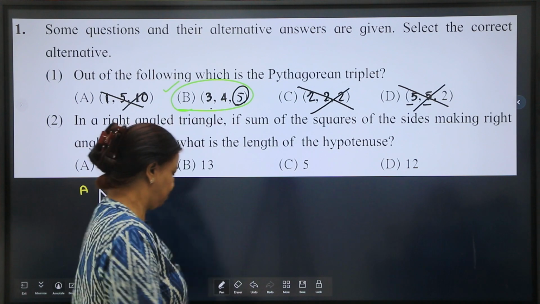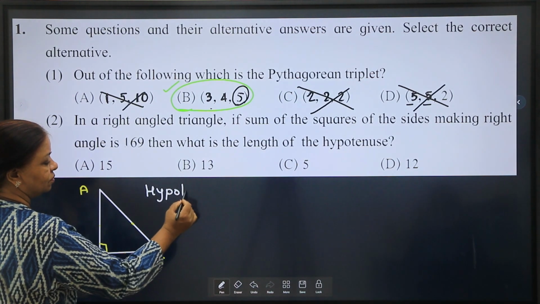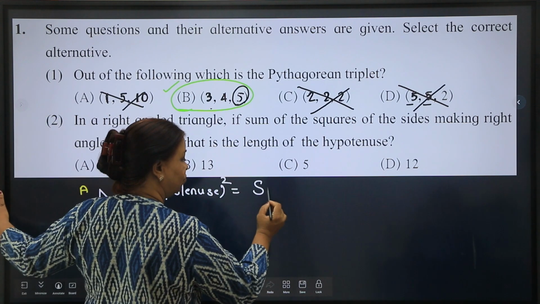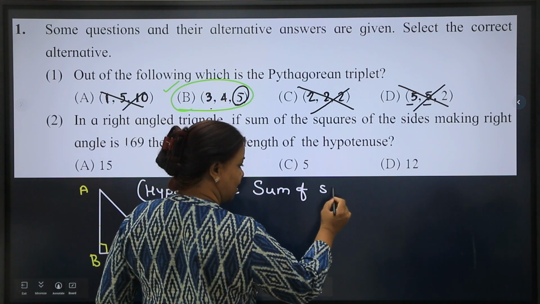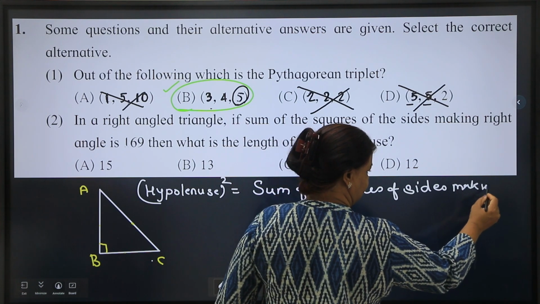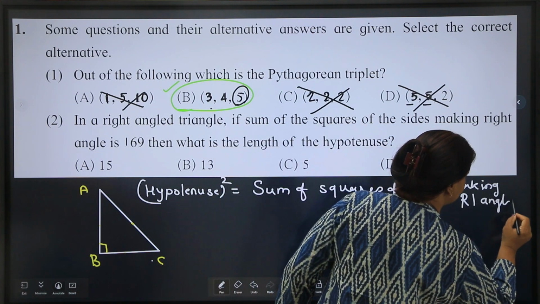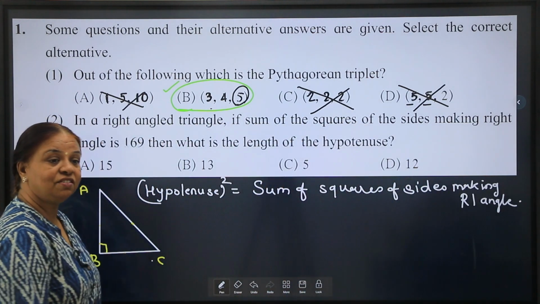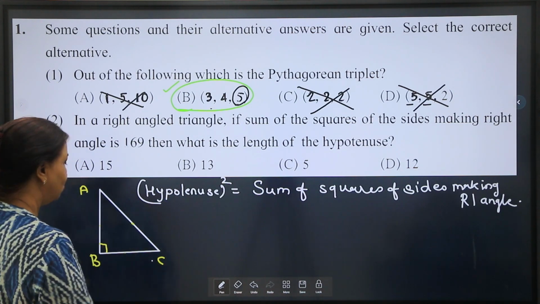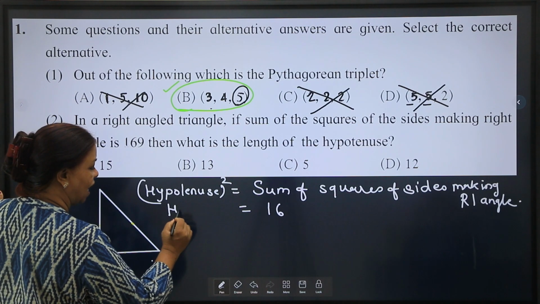And we know that hypotenuse square is equal to the sum of the squares of the sides making the right angle in a right angle triangle. Now here, which are the sides which are making the right angle? AB and BC, correct. So the sum of the squares of the sides making the right angle is already given. So I'll write 169. And we want to find the hypotenuse square.